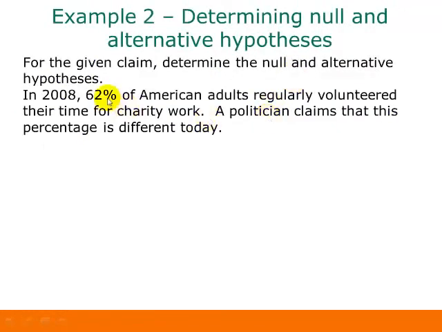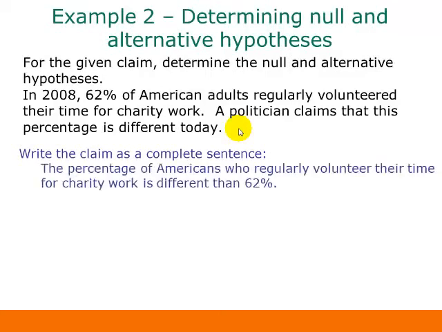In 2008, 62% of American adults regularly volunteered their time for charity work. The politician claims that this percentage is different today. So first, again, we'll write our claim as a complete sentence. That is, the percentage of Americans who regularly volunteer their time for charity work is different than 62%.